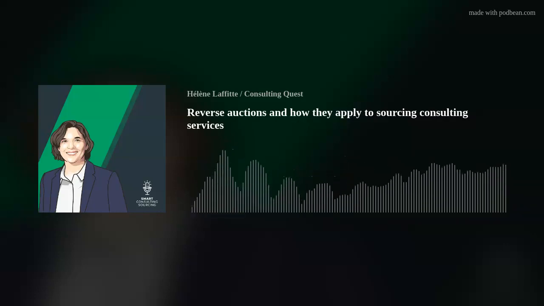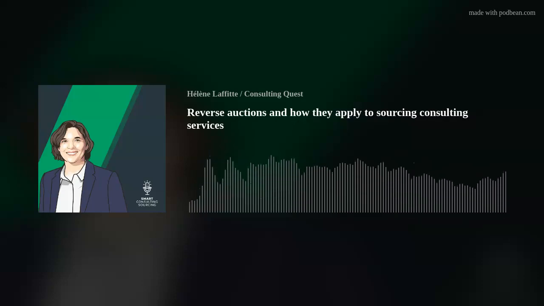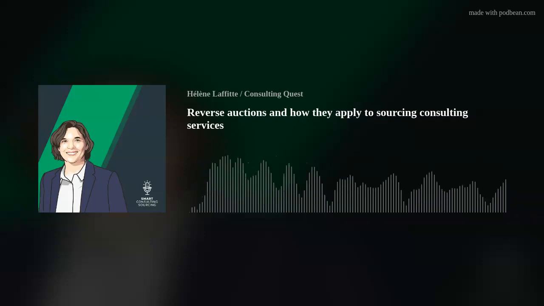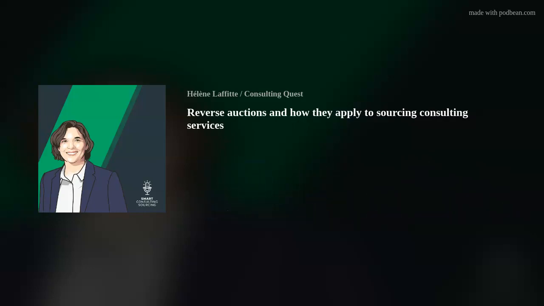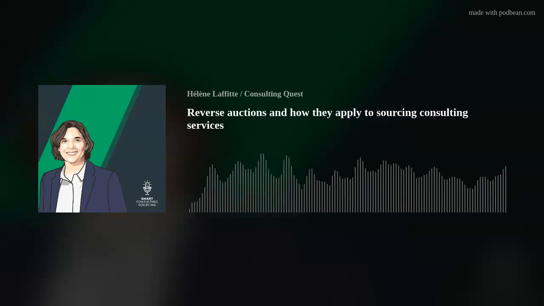I tried to convince you to involve your stakeholders at the very beginning of a consulting project. A good project manager needs to identify the main stakeholders and keep them involved in their projects. It's a key element of success. At each step of the process, including sourcing and project management, the project manager needs to assess which stakeholders to involve. But this week, I'll share with you my thoughts on reverse auctions and how they apply to consulting services. Sounds interesting? Let's dive right in.